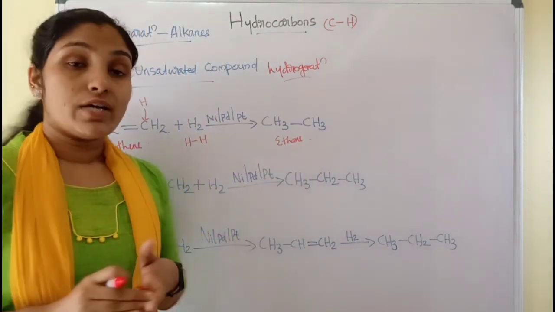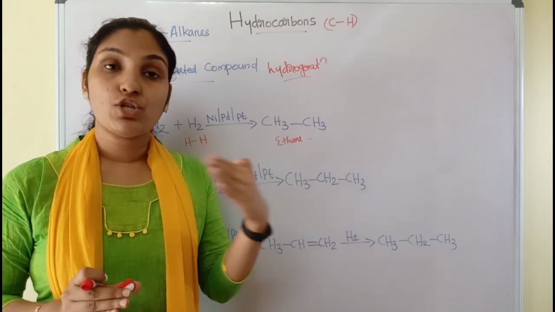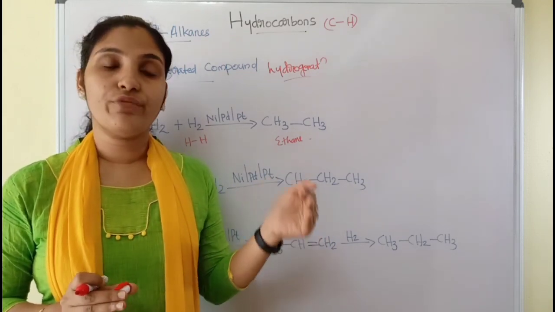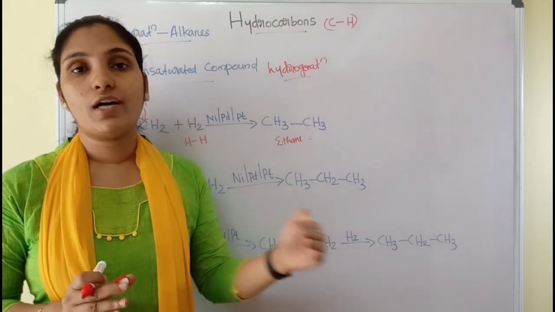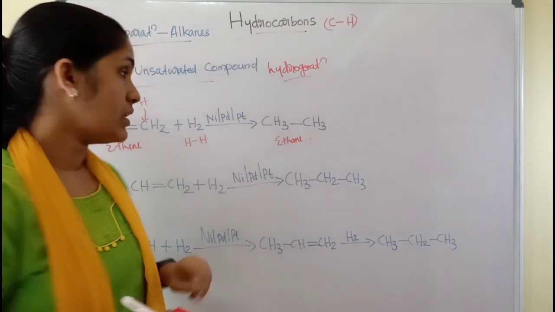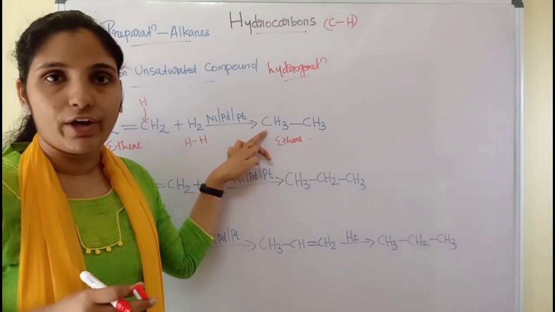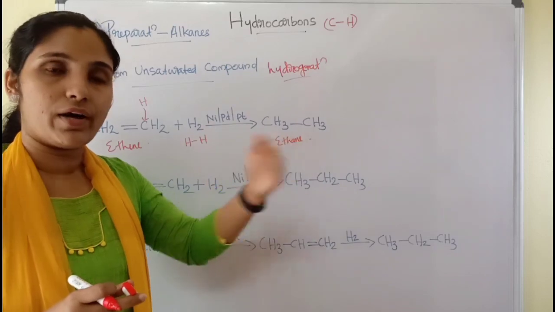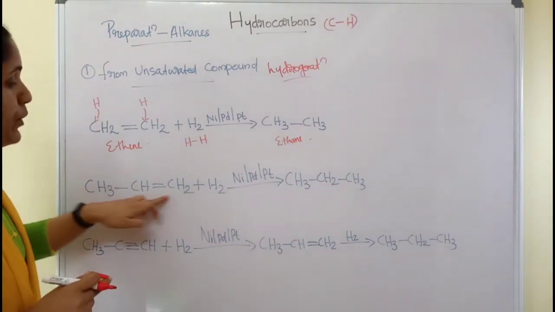So unsaturated compounds on hydrogenation, or by addition of dihydrogen in presence of nickel, palladium, platinum, will give the corresponding saturated compound. That means ethene on hydrogenation gives ethane. We won't get propane in this case. The same number of carbon atoms is maintained. Okay. Now let's consider propene.